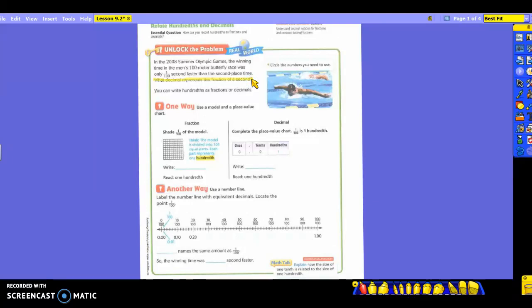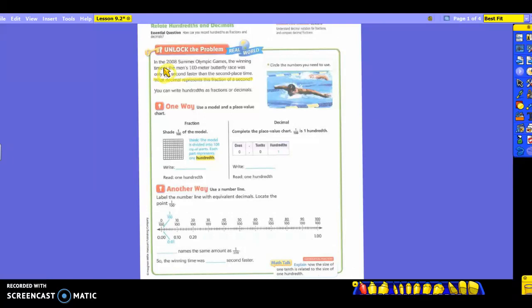We can write hundredths as fractions or decimals just like we did tenths. We need to circle the numbers that we need to use, which are going to be what? What do I need out of there? I'm going to represent the decimal as a fraction. Or excuse me, the opposite. I want a decimal from the fraction. All right, so what am I going to use? 1/100th is what I'm going to be modeling, it looks like, as well as putting in a place value chart.